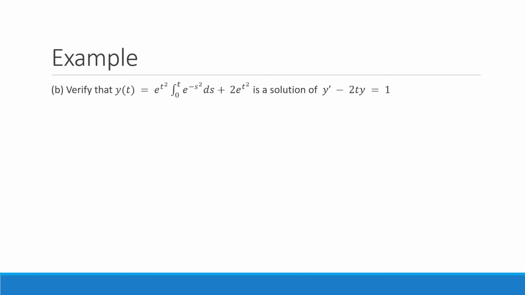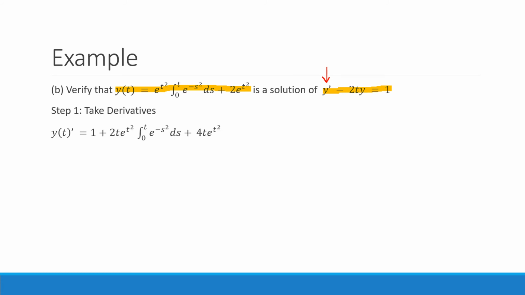Let's try another example. Again, using the same concepts. We have a solution that we are trying to verify for a differential equation defined by the first derivative of y minus 2t times y equals 1. We know that we are only taking the first derivative of y in our differential equation, and that the first step is to take derivatives. Taking the derivative of our solution, we end up with this function.